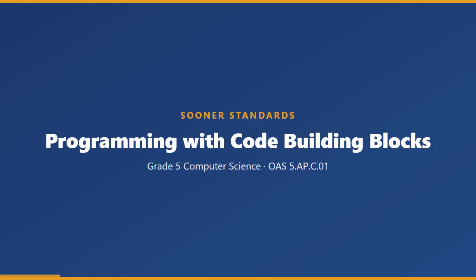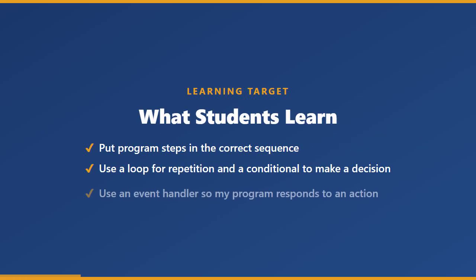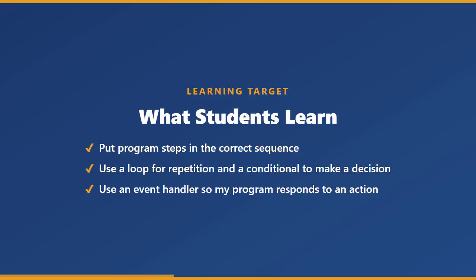From Sooner Standards, Programming with Code Building Blocks, a complete Grade 5 computer science unit for Oklahoma Standard 5APC01. Students learn to create a program that combines sequencing, loops, conditionals, event handlers, and variables with math operations to solve a problem or express an idea.